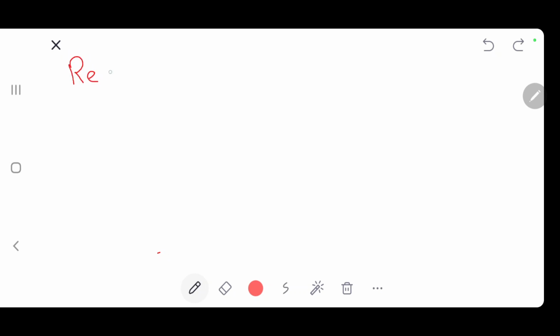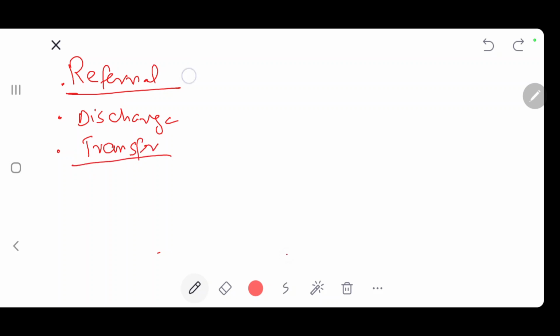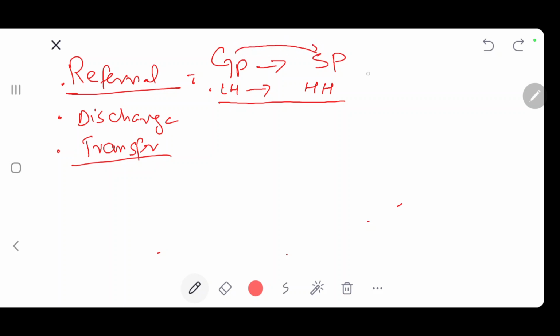So basically, we have the referral letter, the discharge letter, and the transfer letter. Normally, by concept, a letter of referral is when the GP, in case of medicine, is writing to a specialist, or in case of nursing, a person lower in hierarchy is writing to a person higher in hierarchy, right? The concept is that you might not be able to handle the patient, so now you will refer this patient to the specialist.